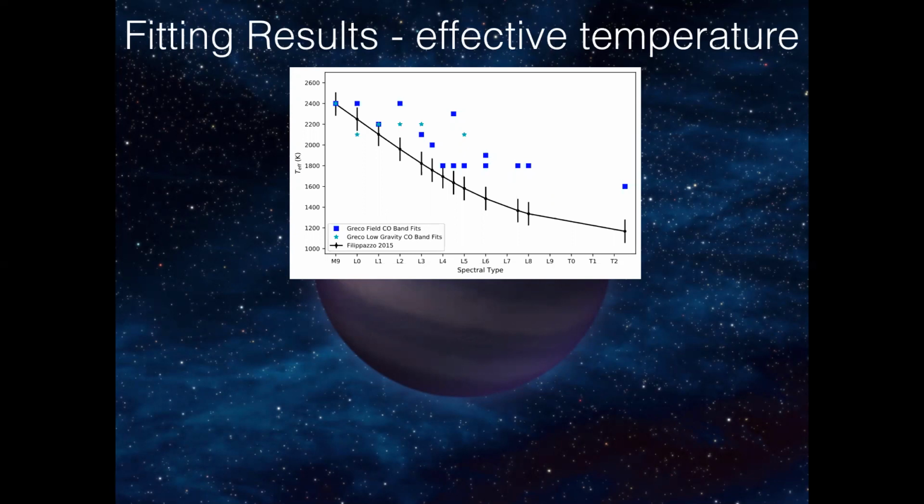Also plotted on this figure in black is the effective temperature spectral type relation of Filippazzo et al. 2015. We used these temperatures as a benchmark because they were generated from bolometric luminosities and model radii. And they are thought to represent some of the best values currently available, and we thought that would make a good benchmark to compare our temperatures to.